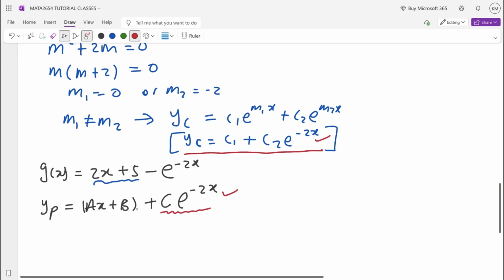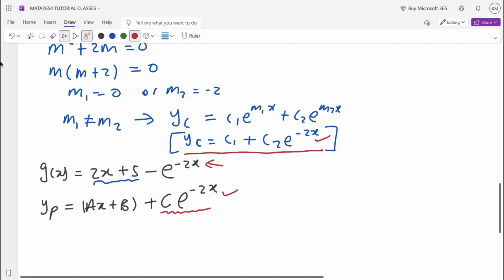So indeed this is not the correct form of y_p, only because it has a duplicate. We still find it from g of x. I'm not saying that you no longer find your y_p from g of x. g of x just gives us the form of y_p. So it gave us this form. Now it is our duty to look at y_c to see whether there are any solutions that will be repeated there.